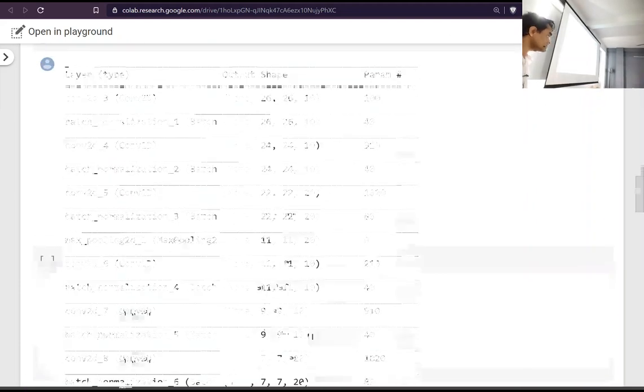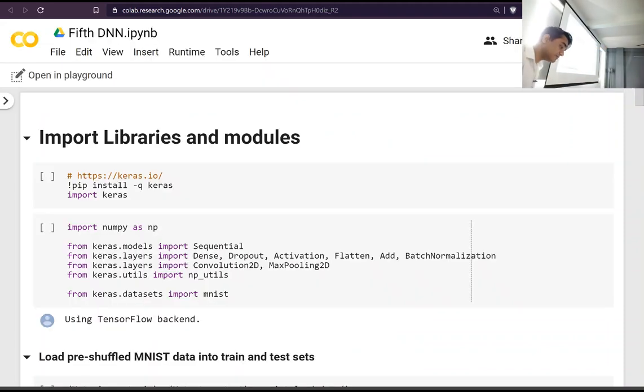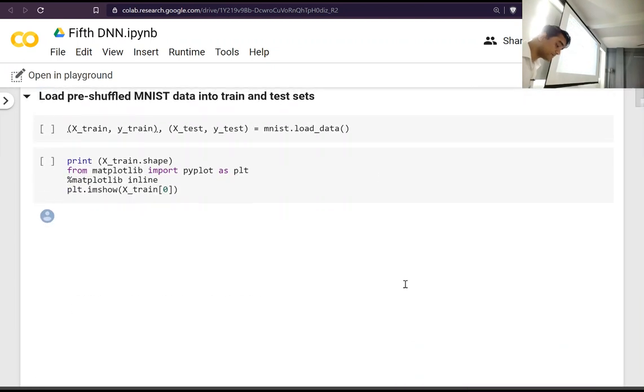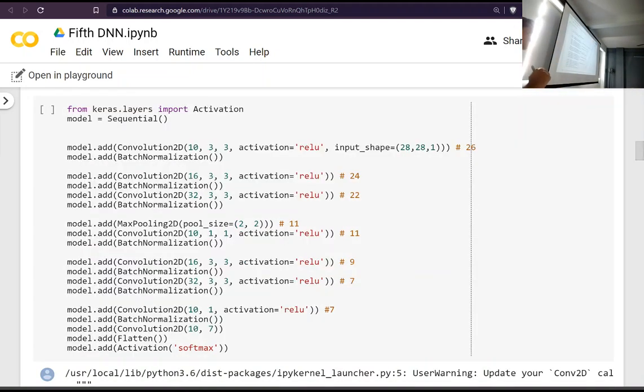We added batch normalization, right? So my batch normalization is done and my network architecture is sort of done. Now, what we are going to do in the fifth network is change the kernels. A network with more capacity should give us a better result, right?